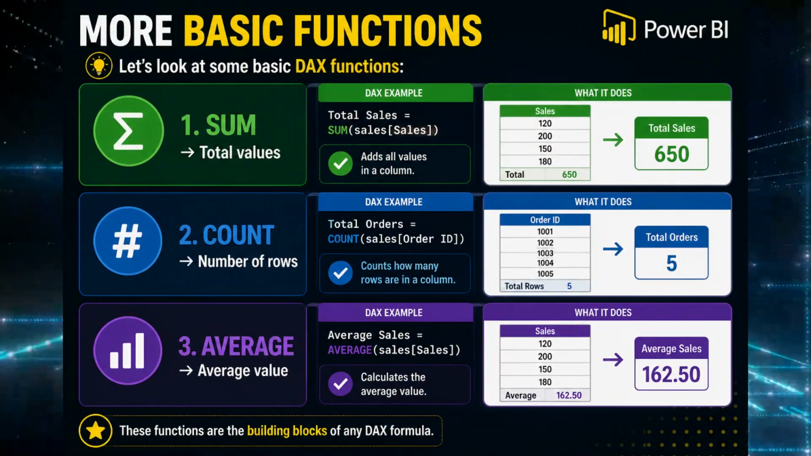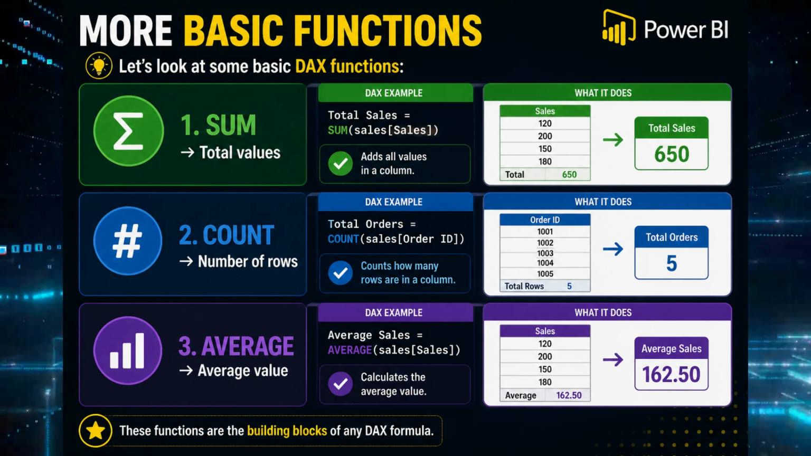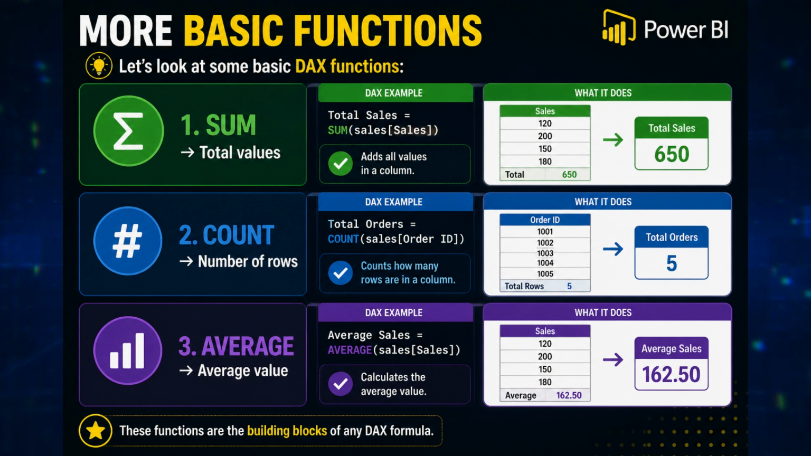More basic functions. Let's look at some basic DAX functions. Sum equals total value. Count equals number of rows. Average equals average value. These are the most commonly used functions.